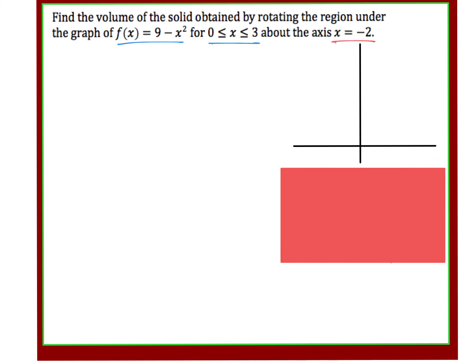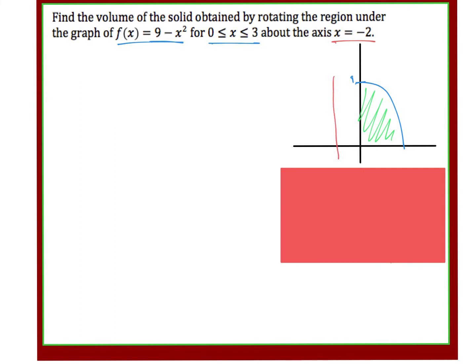All right, so let's draw it. So 9 minus x squared, what's it look like? 9 up, and then what? It's a parabola going down. Now, I'm only going to draw it to the right because it's from 0 to 3. You following me? So that's why I'm drawing it there, and that's where it's bounded. And then it's rotating about the line x equals -2. What kind of line is that?